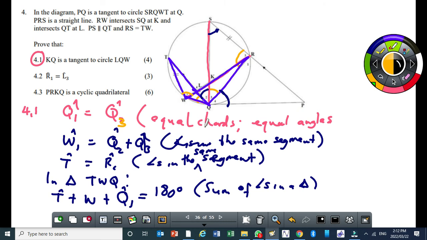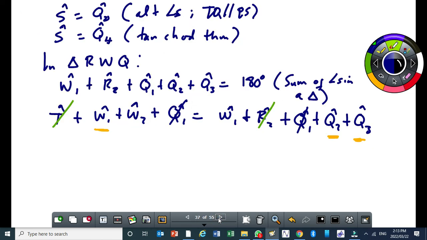This is supposed to be W2 is equal to Q2 plus Q3, because this is Q2. It's equal to that whole angle there, the angles in the same segment. So I need to correct that. This is supposed to be Q2. W2 is equal to Q2 plus Q3. Check again on the diagram. So W2 is equal to Q2 plus Q3.